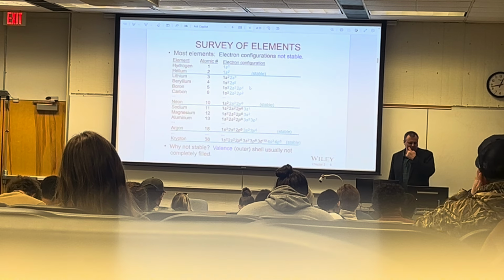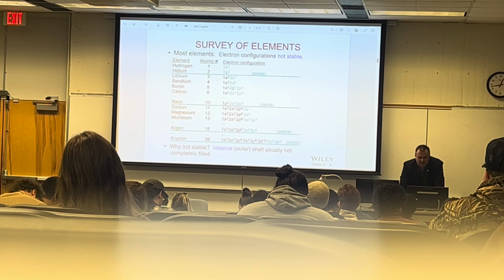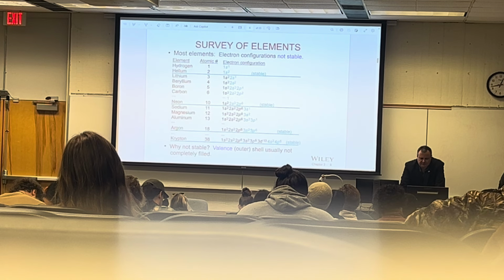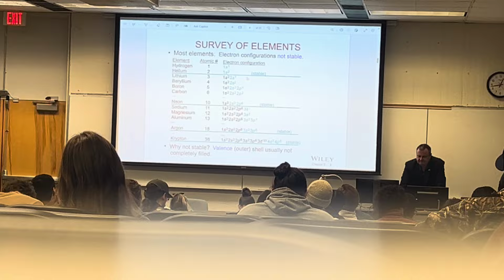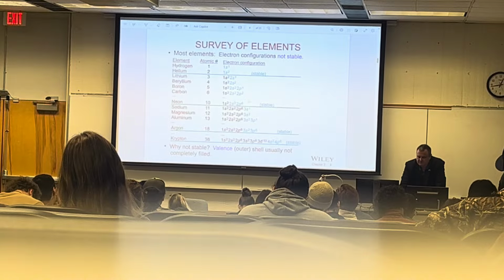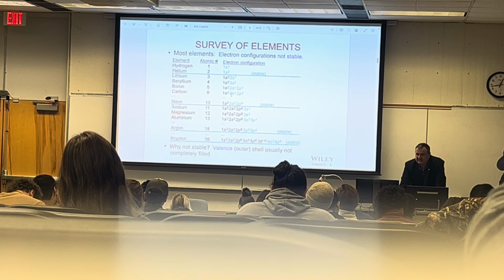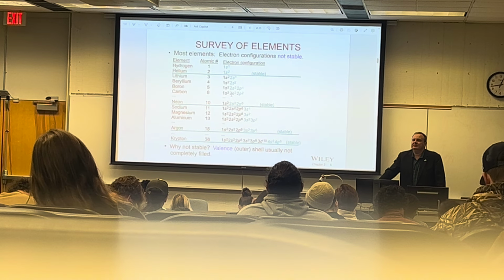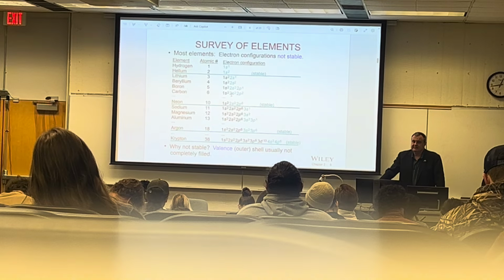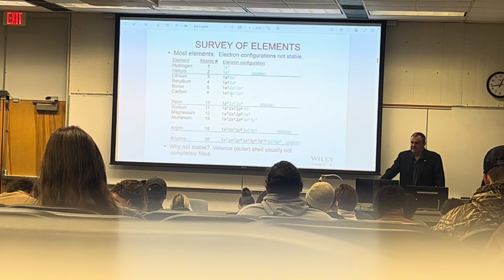Lithium, 1s2, 2s1. Beryllium, 1s2, 2s2, and so on and so forth. Neon, 1s2, 2s2, 2p6. On the p shell, there can be 6 electrons, and it is stable. The rest of them are all missing electrons, or those electrons can be in excess, and can participate in certain processes that we are going to discuss.